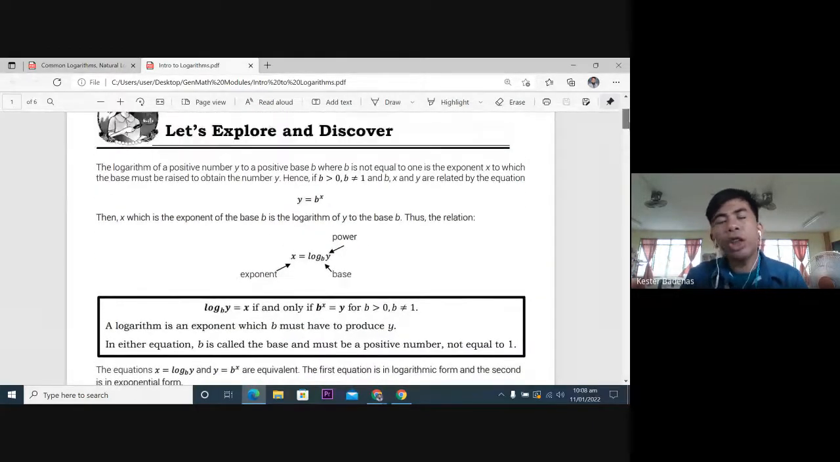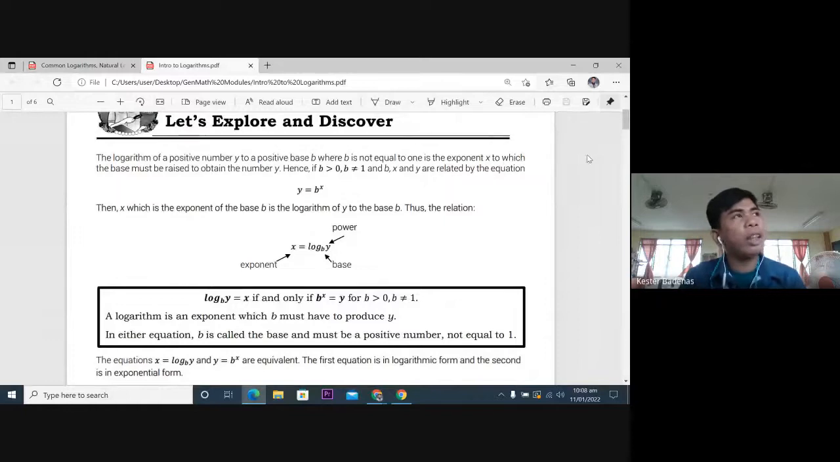Okay, so based on what you have learned with our exponential equations or exponential function, logarithms are the inverse of exponential function. So last time, I also gave you the handouts with the inverse function, di ba? So I believe what you have learned with the inverse function and the exponential function will be used in our topic for today, and even in the modules that you are going to read in the next days, or in the next weeks.